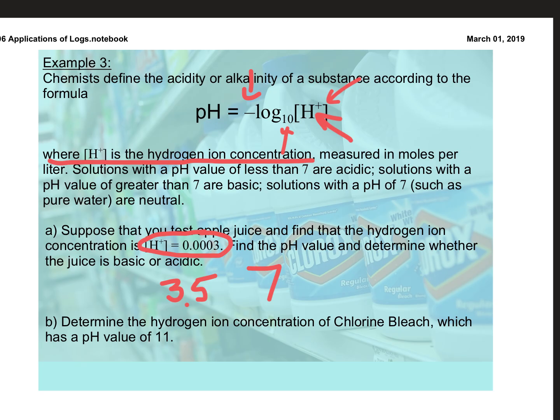I can't think of a single thing that we drink that's on the basic side of the scale. In fact, if you drank bleach, it would kill you. Okay, and it's an 11. It's very basic. Sorry, it's not acidic, it's basic. Right? Have I got that right, you science nerds out there?